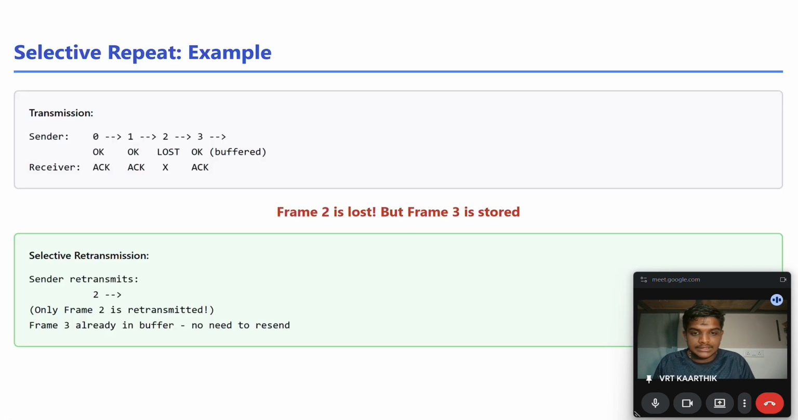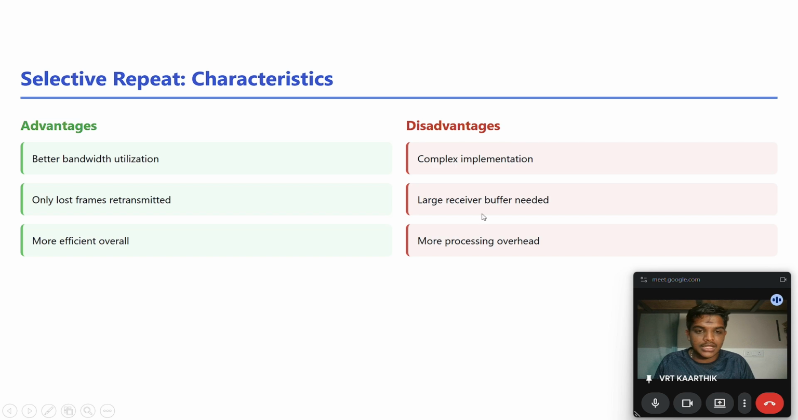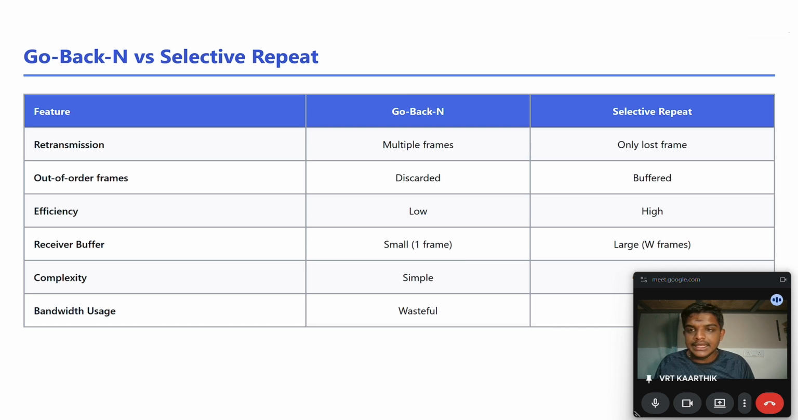buffer. Here we have confined ourselves to only frame 3. If it is frame 4 or frame 5, we need a larger buffer to store more frames. So a larger receiver buffer is needed, and it has more processing overhead. So this is the comparison between the Go-Back-N protocol and the Selective Repeat protocol.